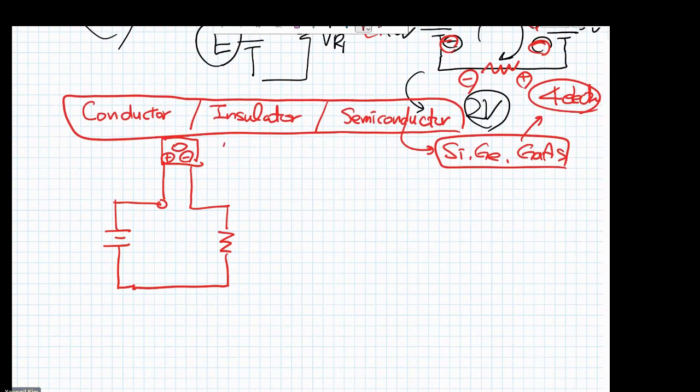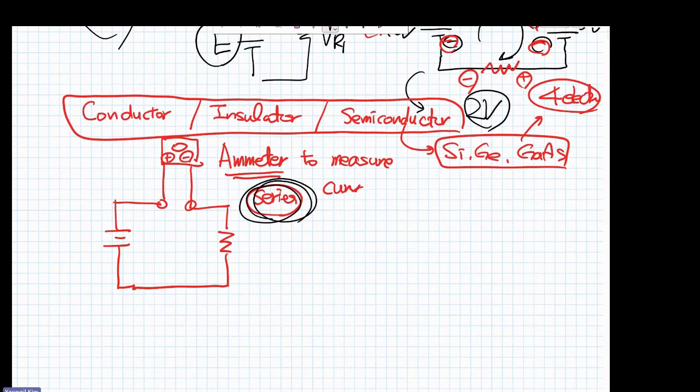This is the ammeter. The ammeter is to measure the current. It should be connected in series, okay? Series. And that should be plus, that should be minus. Plus, minus, plus, minus, plus, minus.